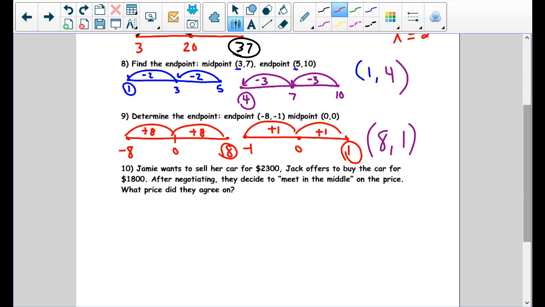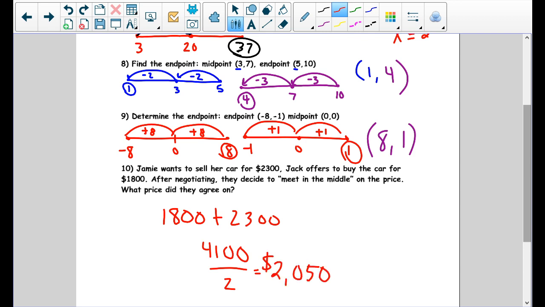Divide it. But what do I need to do first? Add it. So 1,800 plus 2,300, and then divide that by 2. What's 1,800 plus 2,300? 4,100. And then divide that by 2. 2,050. $2,050.